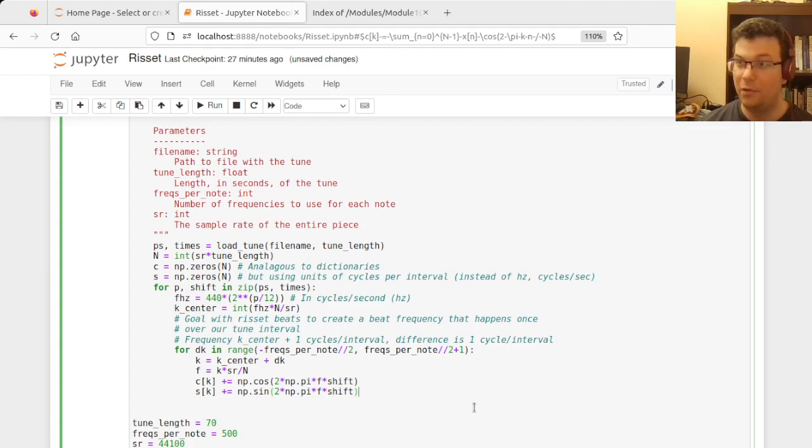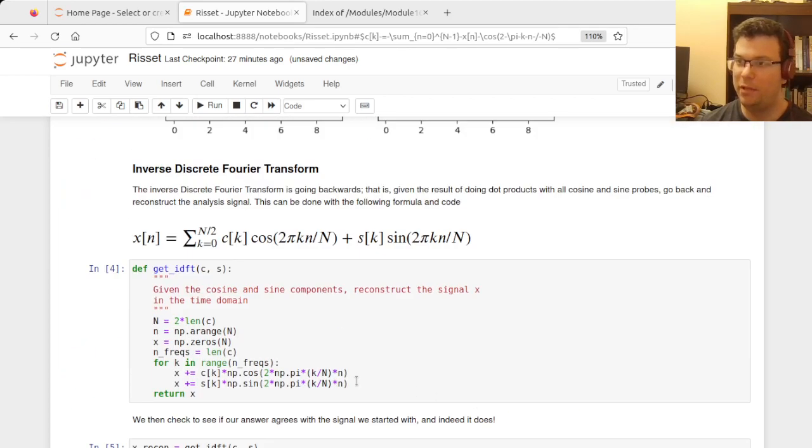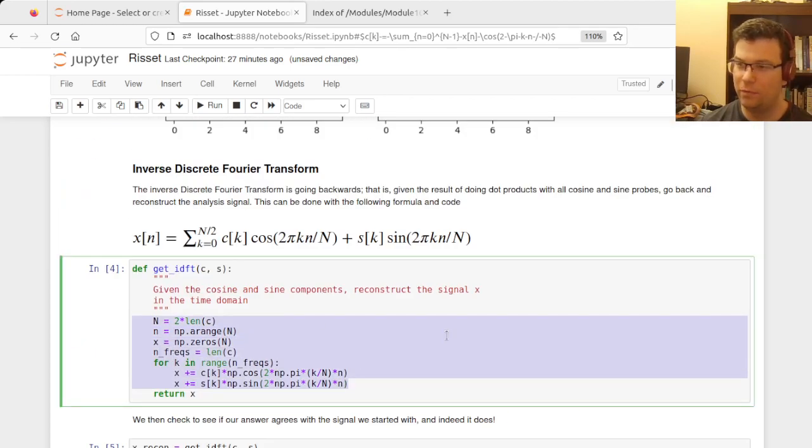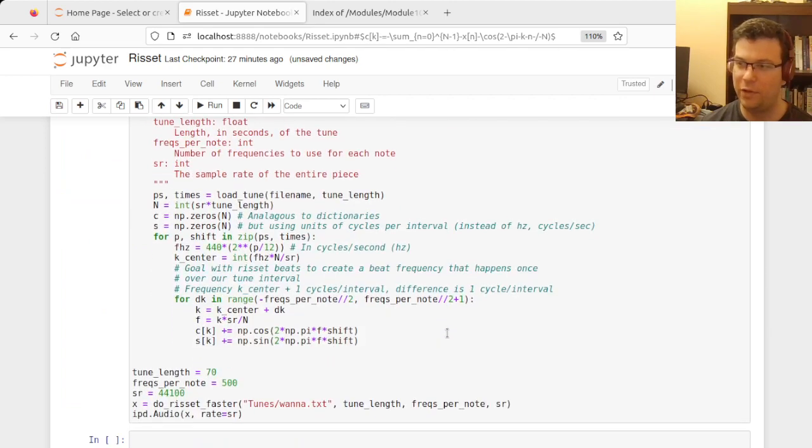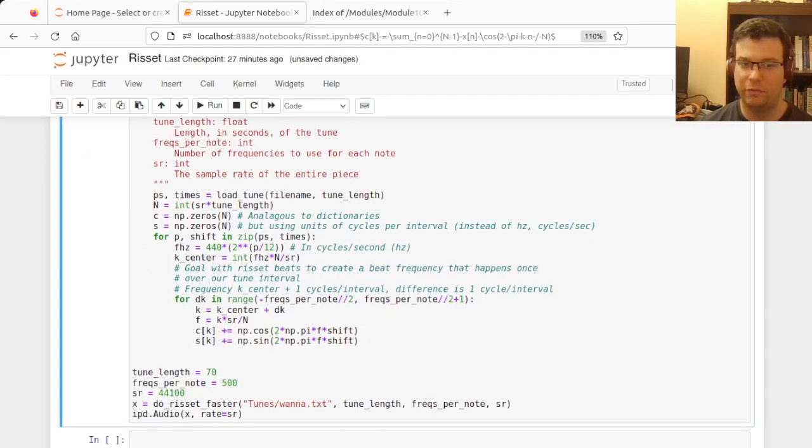Nice. Now at this point, I could just plop in the inverse discrete Fourier transform code. That would actually defeat the purpose of making this faster, because it turns out there's a much faster algorithm called the fast Fourier transform.